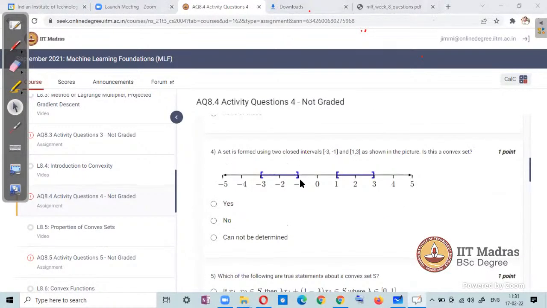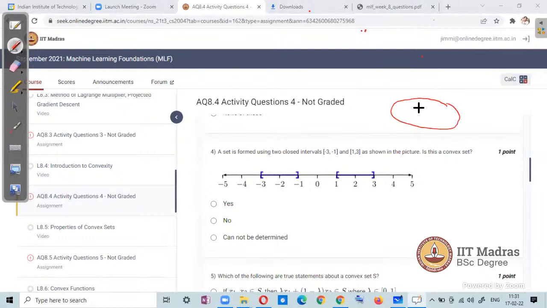Yeah, so the fourth question says a set is formed using two closed intervals, [-3, 1] and [1, 3], as shown in the picture. Is this a convex set? No, sir. Always think about how a convex set would look graphically.